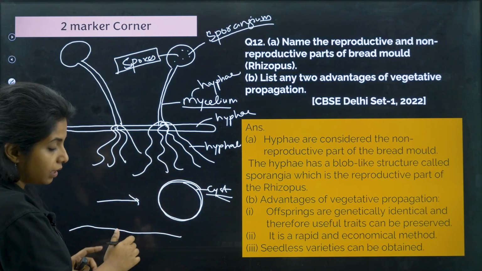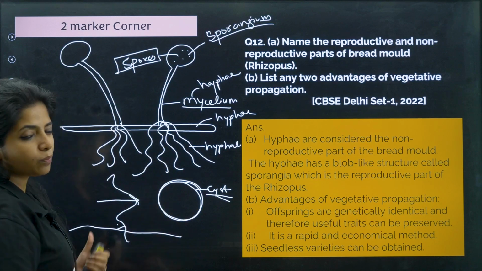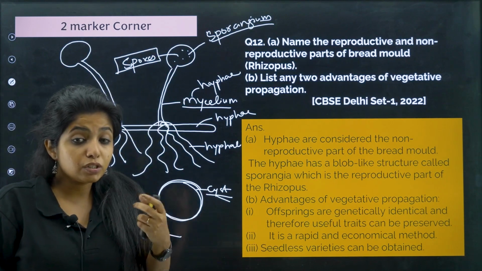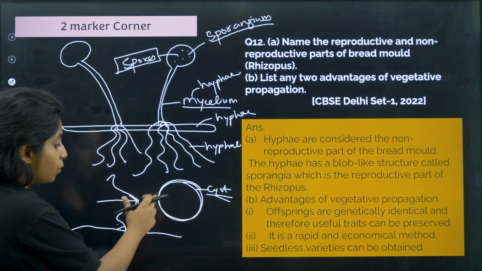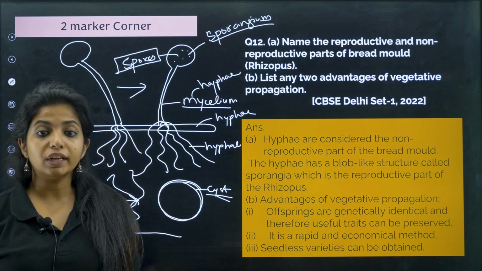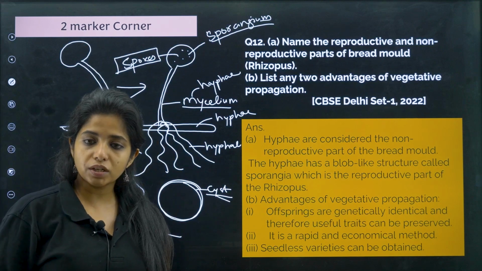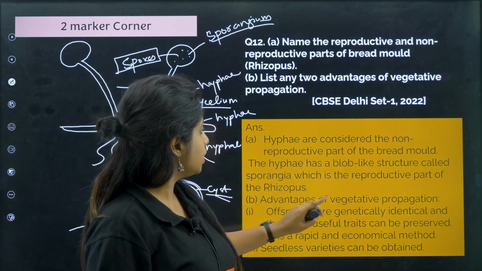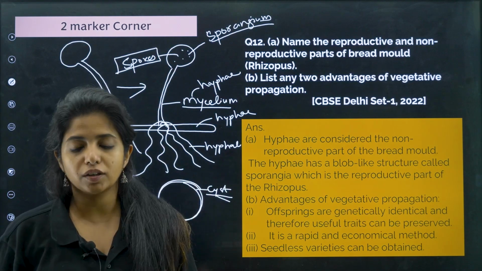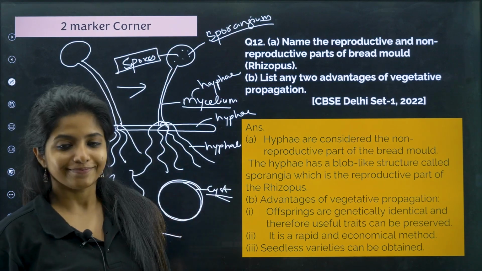Basically they land over here, and then for example there's a moist condition, so we have kept the bread out, the stale bread. Now this is a moist atmosphere over there, so the spore which comes and lands over here can give rise to a whole new bread mold like this. So hyphae are considered to be the non-reproductive part of the bread mold. The hyphae has a blob-like structure which is sporangia, that is the reproductive part which has the spores.